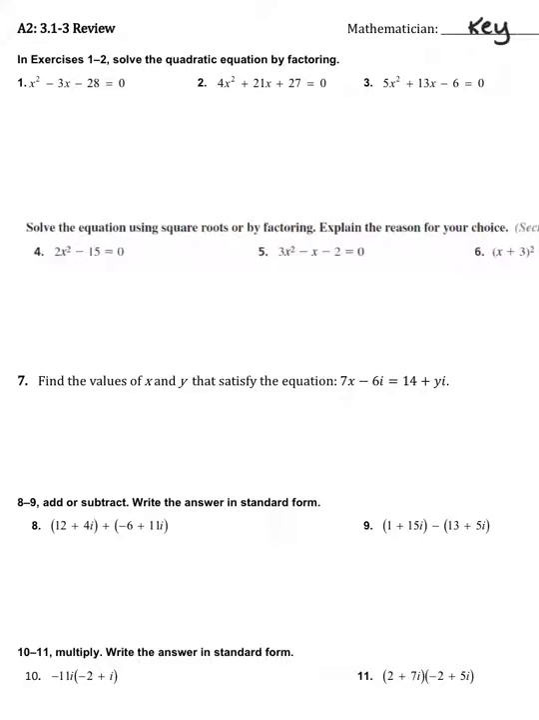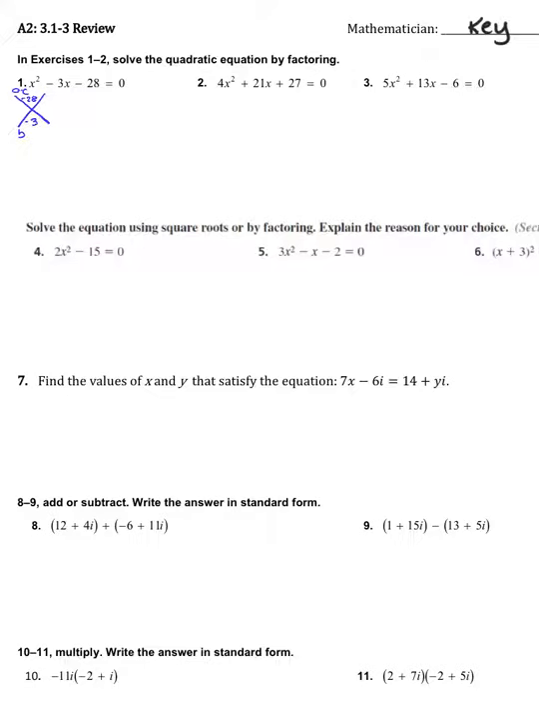So we're going to start off with factoring, and whenever we're doing factoring, I always start off with the little diamond. Remember, what goes on top is A times C, and what goes on the bottom is your B. So A is 1, and C is a negative 28, so that product is a negative 28. A negative 3 goes down here.